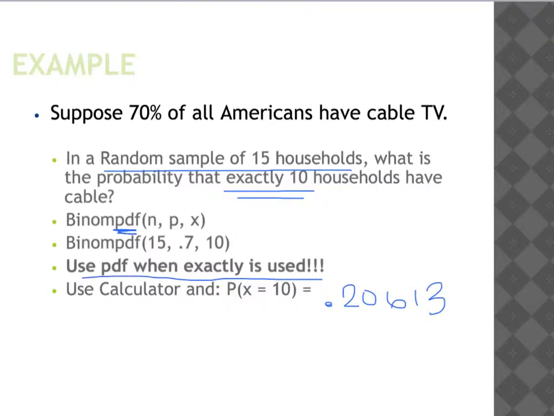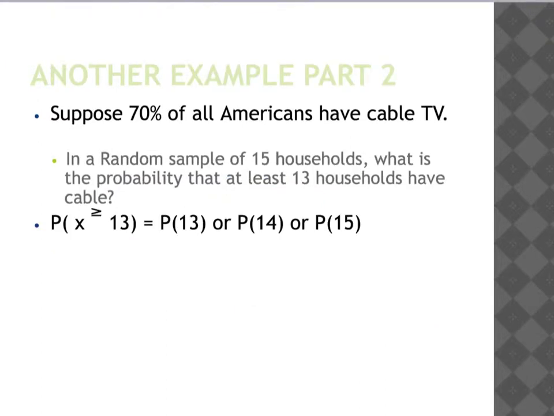Now in this example, we're working in the same scenario, but the question's worded slightly differently. It says, in a random sample of 15 households, what is the probability that at least 13 have cable? That means the least amount that we want would be 13, so 13 is a success, 14 is a success, and 15 is a success. So if all three of those situations are successes, we essentially need to add up all three possibilities.